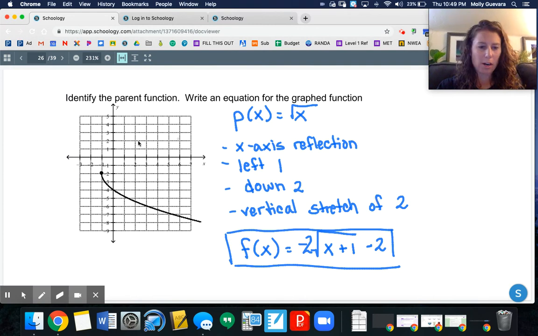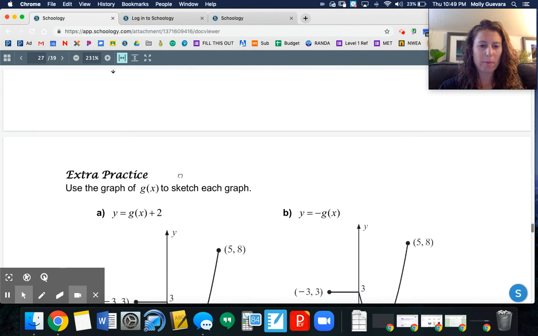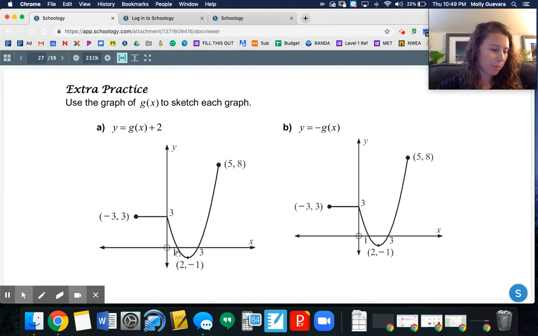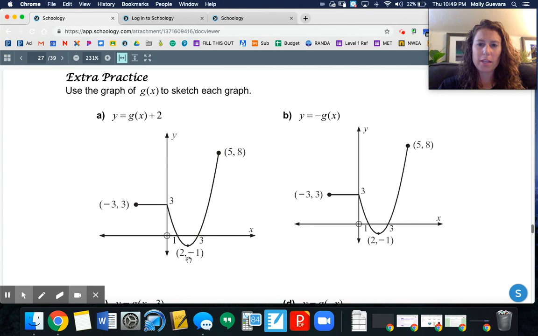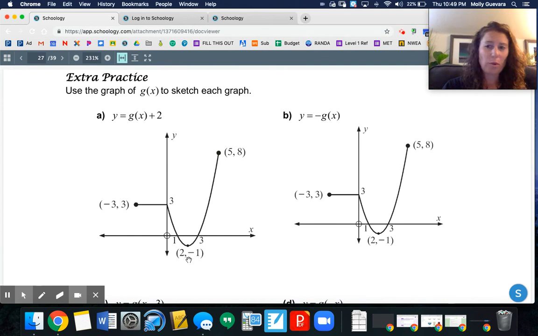All right, we are on the last page. We are so close. Give yourself a pat on the back, okay? This is extra practice. And so what I'm going to do is I'm going to do these first two with you, and then for the C, D, E, and F, I'm just going to review with you the answers. So you'll pause the video and try it yourself, okay?